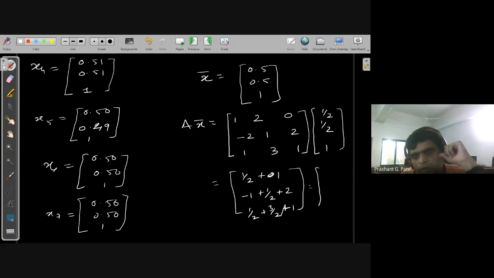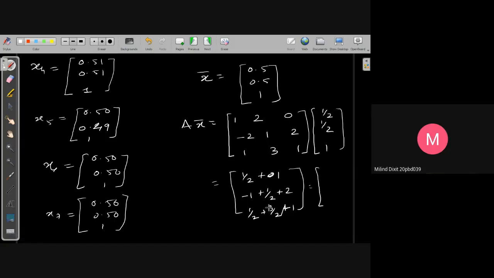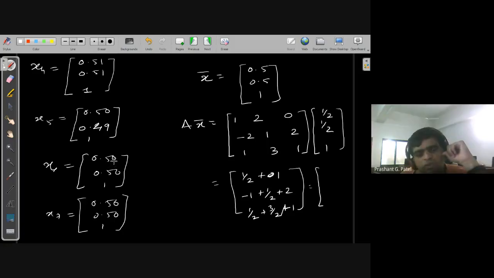Sir, for x bar, at what decimal point should we stop to figure out our estimate? You see, 2 decimal places is enough. But if you are doing it on a computer, that means in programming, then your approximation will be larger. But in computation, you can stop with 2 decimal places.